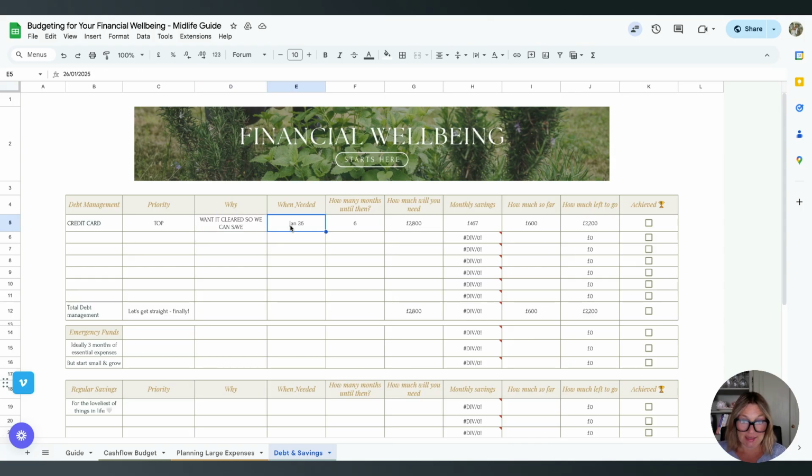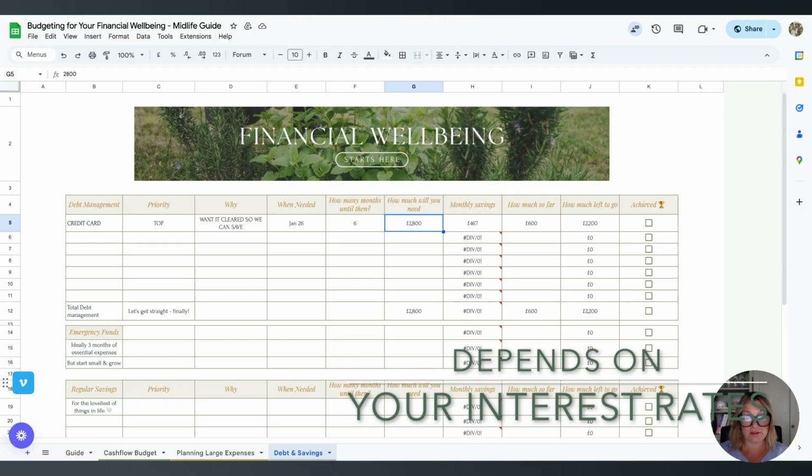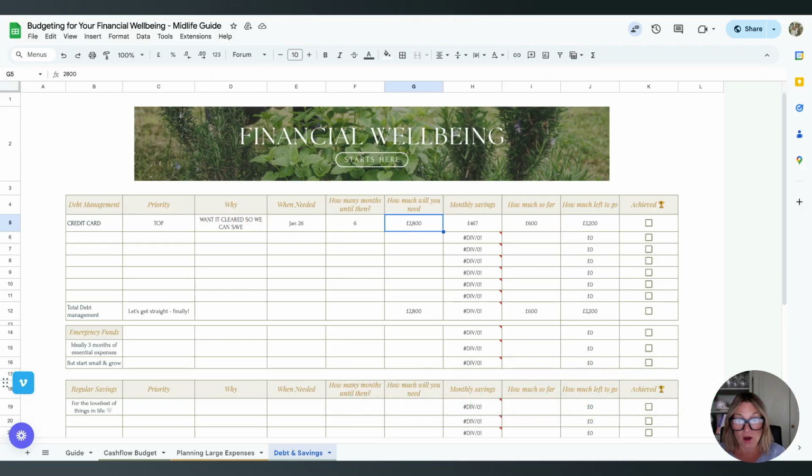When do I need this cleared by? Ideally, January 26. It's only 6 months till then. I'm going to need to have 2,800 cleared off that card, which is quite a lot. It works it out for me. As you can see, this funny little sort of thing along here is because there's no data to compute. So it's said to me that I've got to contribute £467 a month on average, in order that 2,800 is cleared in time. Obviously, if it's more likely to be 8 months, then that's going to change down to 350, etc. Or you can move your deadline if that's just too much for you.